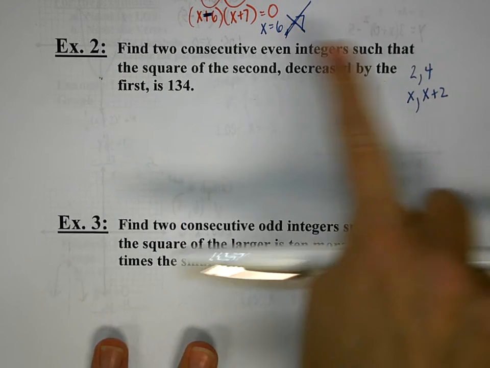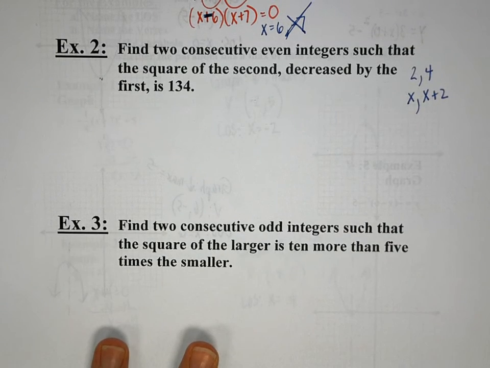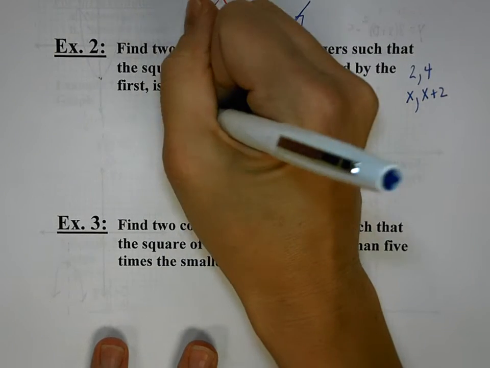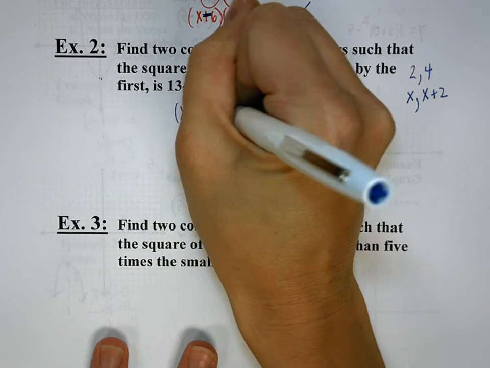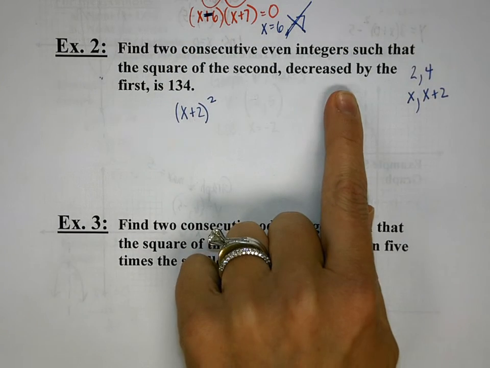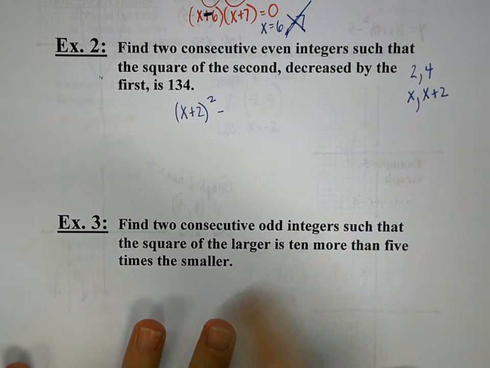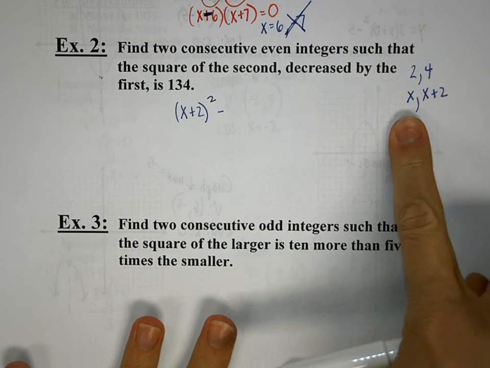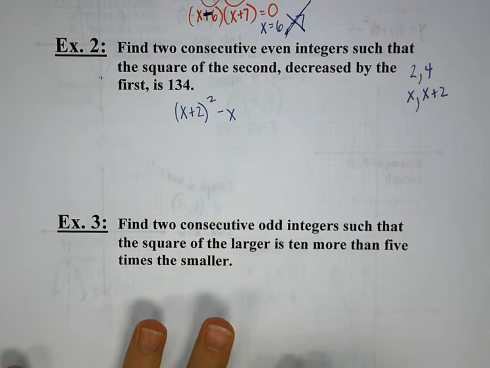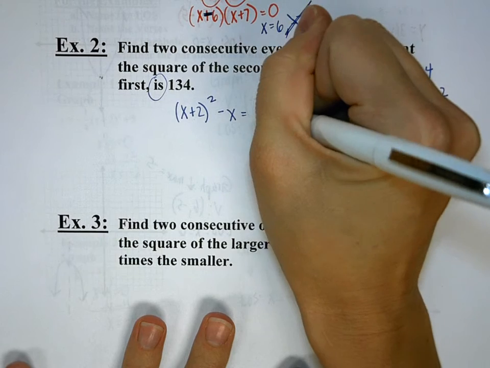It says such that the square of the second. Which one of these is the second? So the square of the second, we have x plus 2 squared, decreased by the first. Good. Subtract x is 134. And is always means equals, so that equals 134.